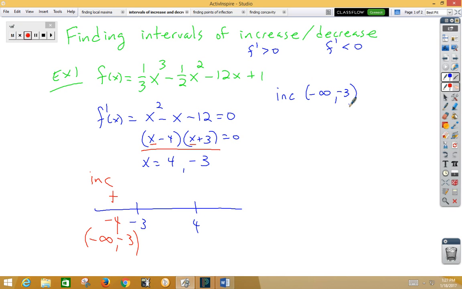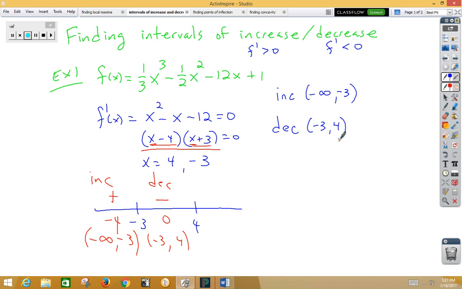Choosing something between negative 3 and 4 might be 0. We plug in again for the x values. We get a negative times a positive, which is a negative. So the graph is decreasing on the interval from negative 3 to 4. So we could come over and say decreasing from negative 3 to positive 4.